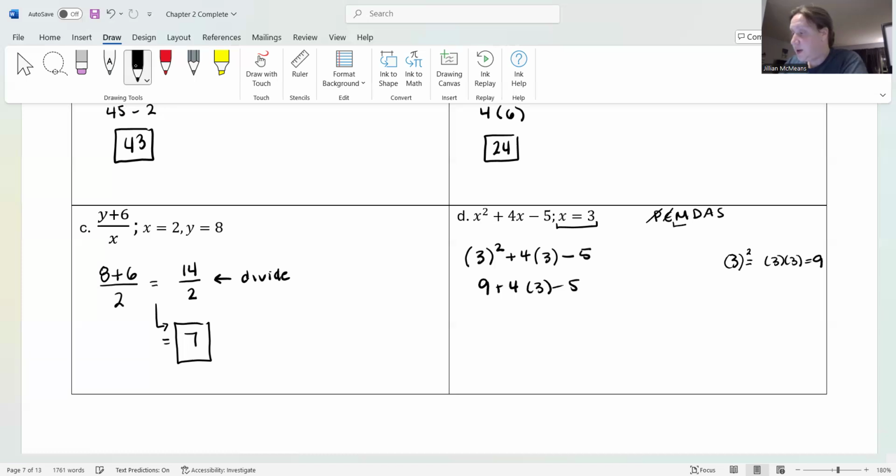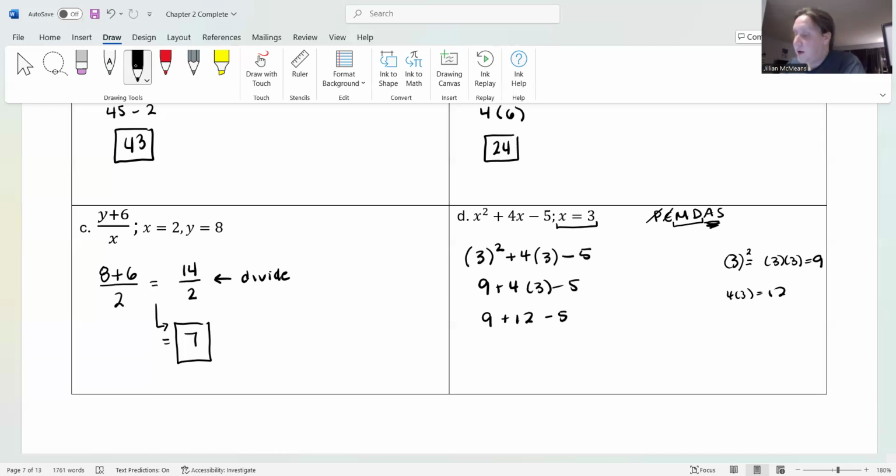So now we're down to the MD step. We do have multiplication. So let's go ahead and take care of our multiplication. We have 4 times 3, which is just 12. So I'm going to rewrite the entire expression. I'm going to replace 4 times 3 with 12. So I've got 9 plus 12, and then don't forget to drop down your minus 5. And finally, we're at this point where we have addition and subtraction. And when you have addition and subtraction, you can do them at the same time. You just work from left to right. So in this case, we have addition first. So I'm going to take care of my addition first, my subtraction second.